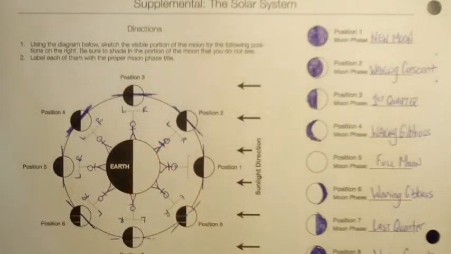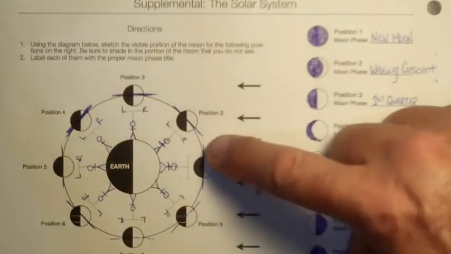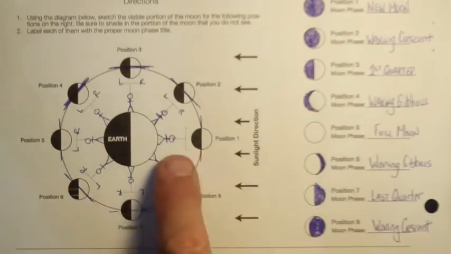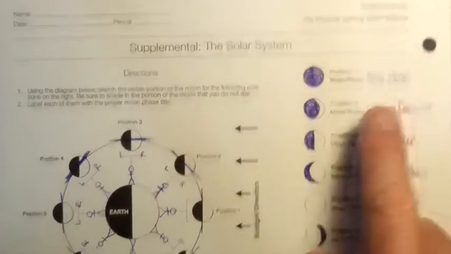During its orbit around the Earth, in order to visualize how the moon would appear to us, we place ourselves on the Earth looking up at the moon at each position. The line I've drawn here is what I call the line of sight. From this position, a person would not see any illuminated portion of the moon. This would be the new moon phase right here.